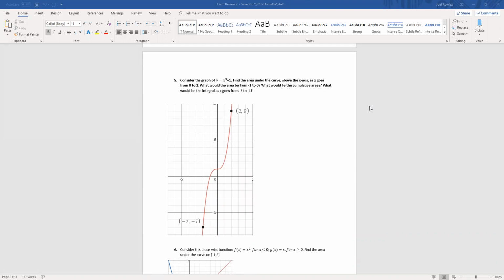So this has a lot of subparts to it. So let's go ahead and answer the first question. The first direction is to find the area under the curve as x goes from 0 to x is 2. Well, x is 2 is here.